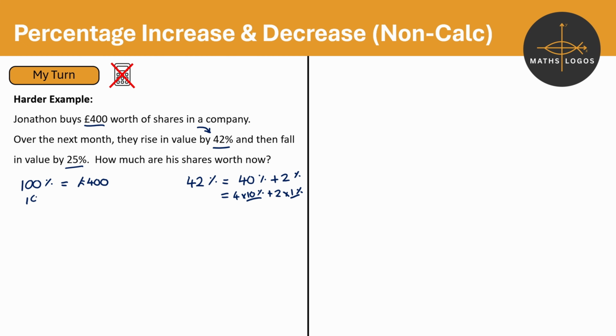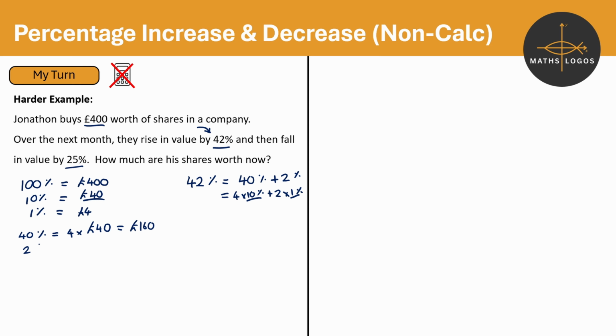And we'll work out 10%. To do that, we divide by 10, so that's 40. And then 1%, we divide by 10 again, that's £4. That means that 40% is 4 lots of 10%, so 4 lots of £40, which is £160.